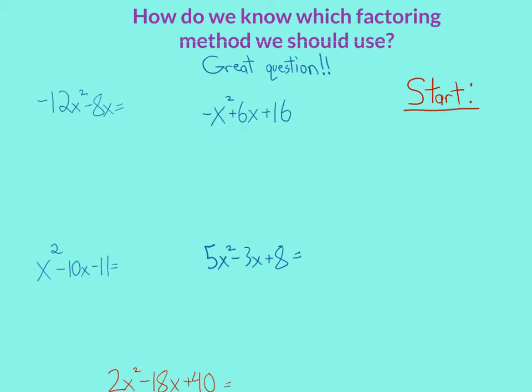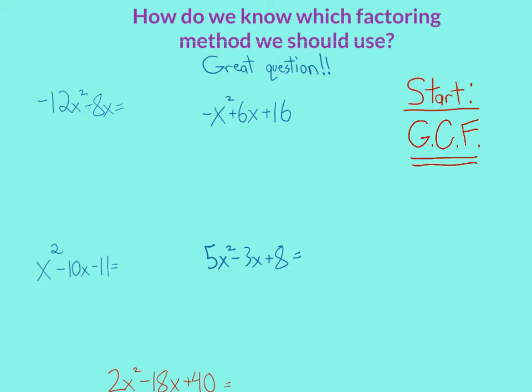Now, what if it's just a mixed set of problems like we have in front of us? How do you know what method or route to go to? Great question. To start, it's really a pretty easy answer. We'll always, always, always look for a GCF to start with. So first, always look for a GCF. If there's one there, you want to use it.